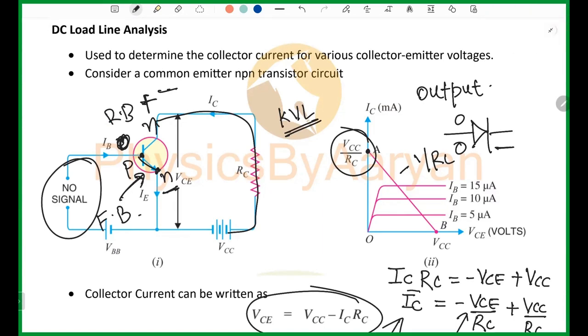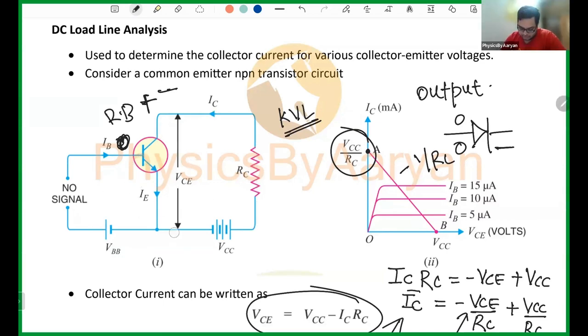Sir, if this happens, hello? Yes, sir. If this happens, then the circuit will be in reverse active mode. Means no. Why? It should go into cut off mode. Why? What is the logic for that?